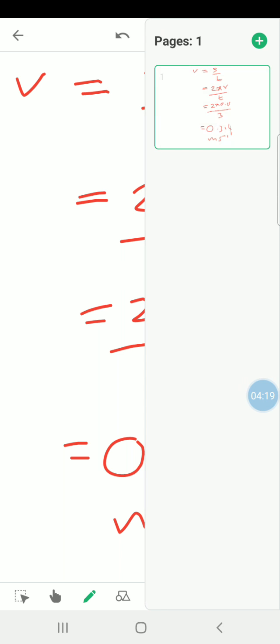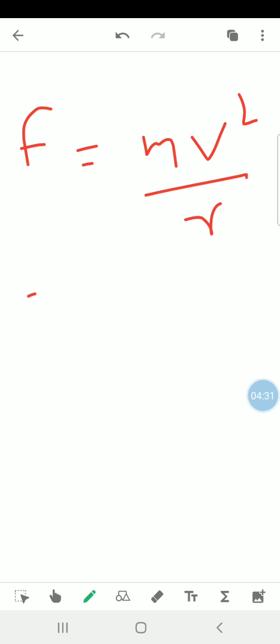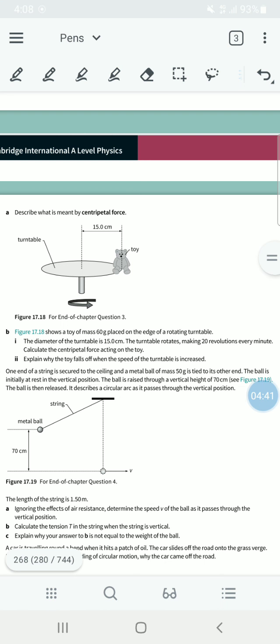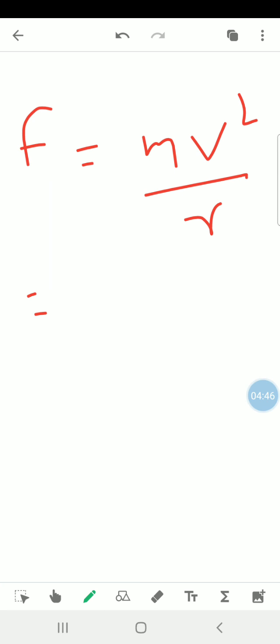Then you use that value to find out the centripetal force. The equation is F equals mv squared upon r. Mass was given to be, let's see what the mass was. The mass was 60 grams. So you divide that by 1000 to make it into kilograms. 60 divided by 1000 is 0.06.